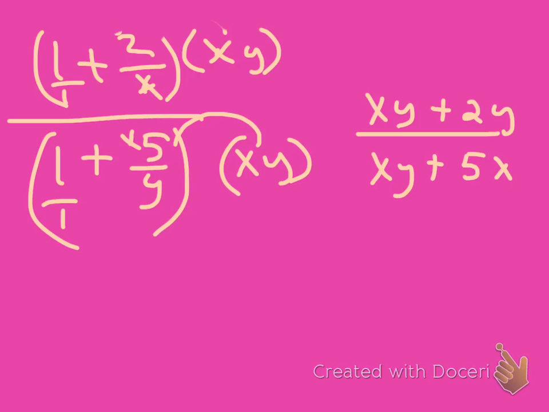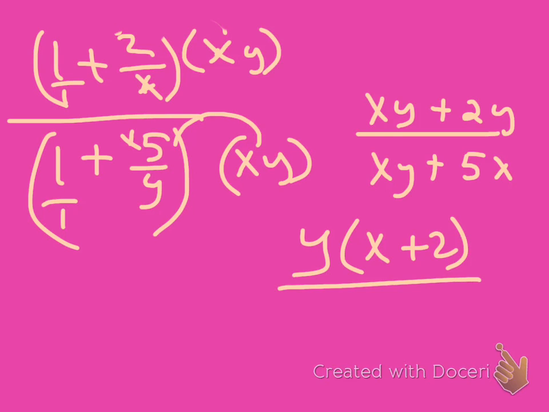No, let's try to factor this to see if we can get anything to cancel. On this top thing, can something factor out? Is there something in both of them? Y. Okay, so we can do a y and then x plus 2. Then on the bottom, we can take an x out of both, and y plus 5. Is there anything that cancels? No. It's a good thing to factor it anyway, just to make sure.